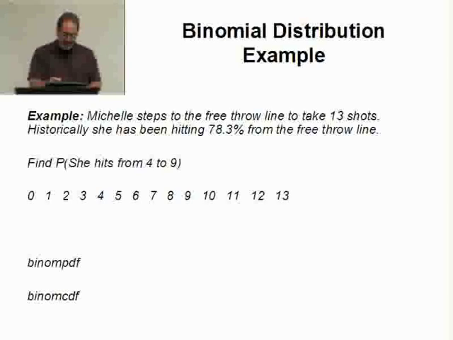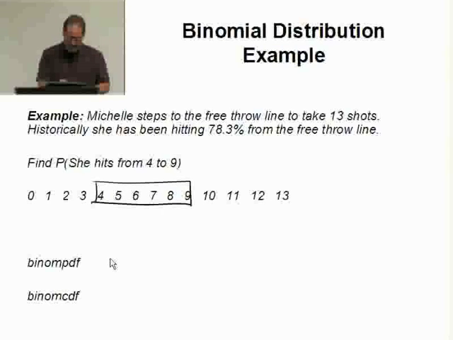So if I'm going to draw my box, this is going to be 4 to 9. My probability statement would be the probability that 4 is less than or equal to x, which is less than or equal to 9, given all that same information, n equals 13, pi equals 0.783.